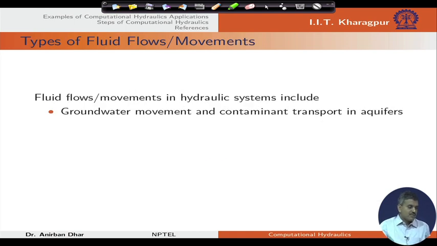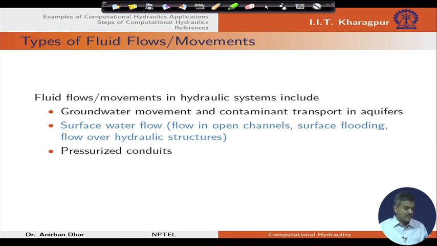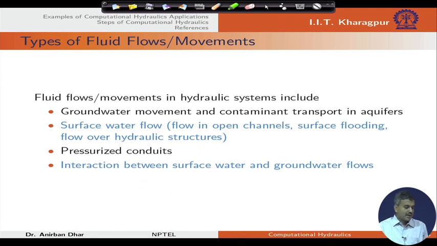So, types of fluid flows and movements. Fluid flows or movements in hydraulic systems include groundwater movement and contaminant transport in aquifers. Surface water flow can be flow in open channels, surface flooding, flow over hydraulic structures, or pressurized conduits or pipe flow systems, or it can be interaction between surface water and groundwater flows.